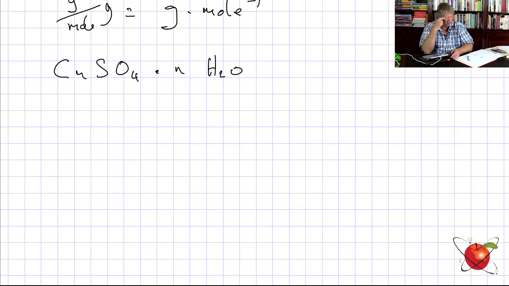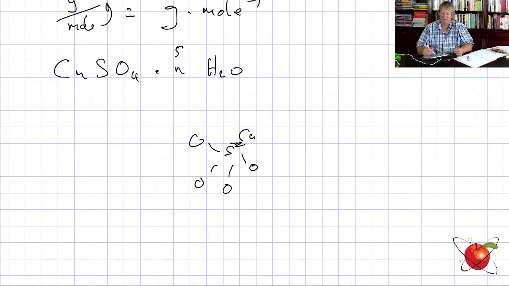CuSO4·5H2O. Usually, this is a 5. What does it mean? It means that we've got copper, sulfur, and oxygens: 1, 2, 3, 4. We've got oxygen, oxygen, oxygen, oxygen, and a copper stuck onto the sulfur there. Don't worry what it looks like.